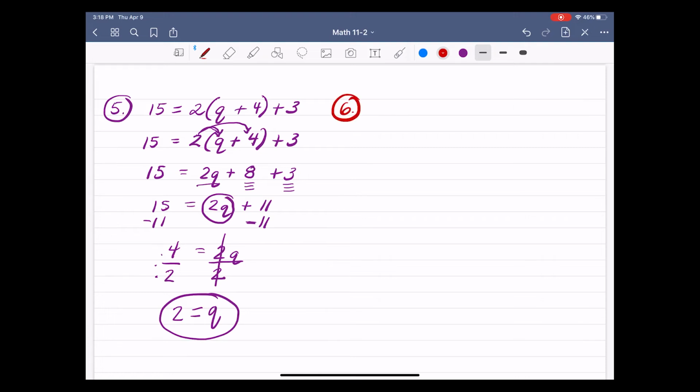Number 6. Coming into the home stretch with your examples. The next one is 5 times the quantity of m minus 2 plus 36 equals negative 4.